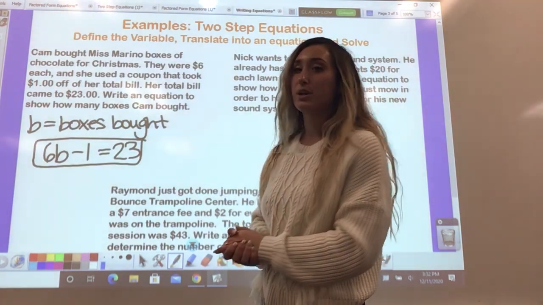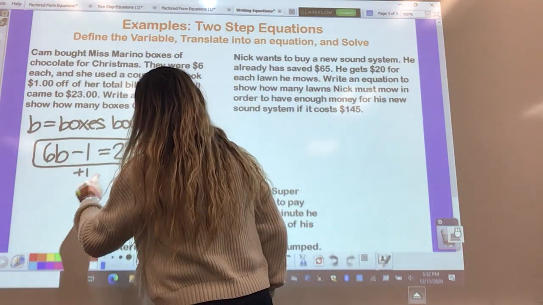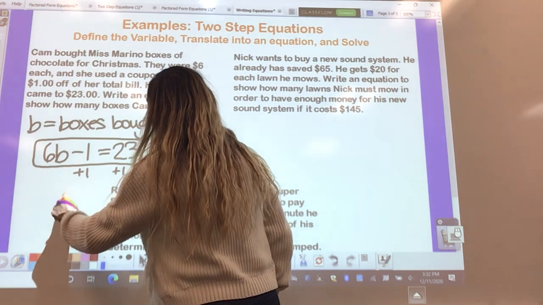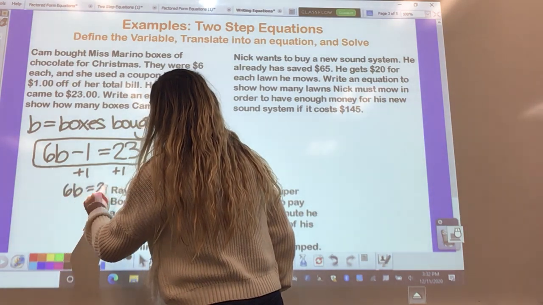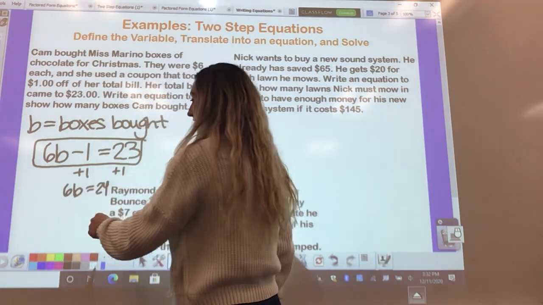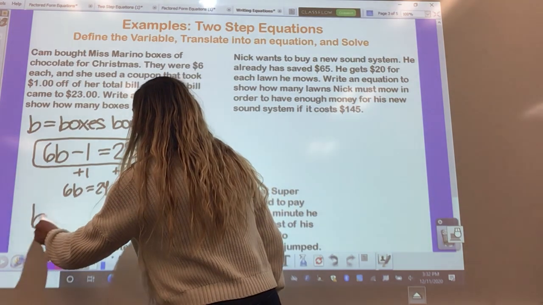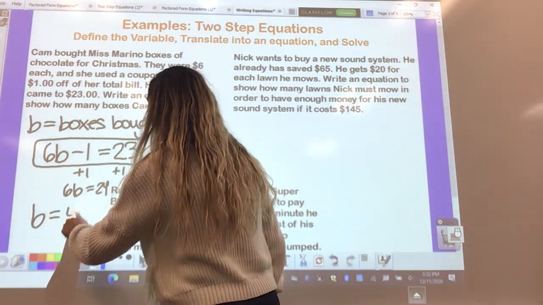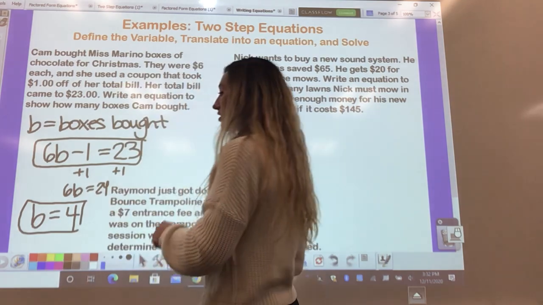To solve this equation, we would add 1 to both sides. That would leave us with 6b equals 24, and then divide both sides by 6 to get b equals 4. B equals 4 boxes of chocolate that were bought.